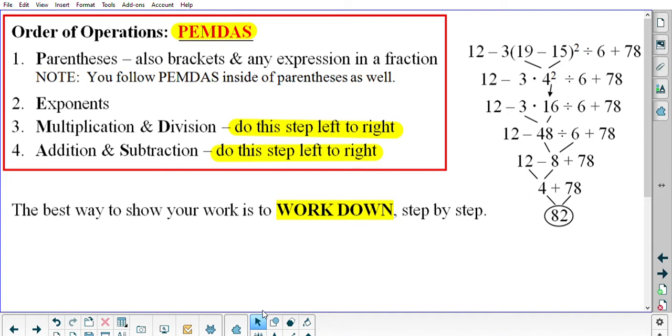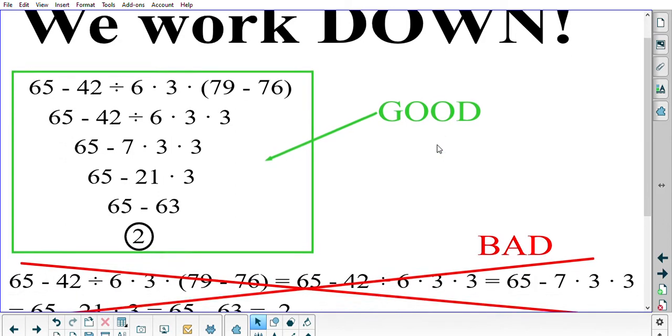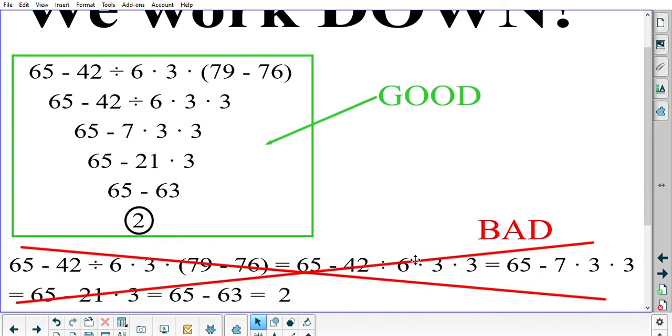The best way to show your work, and I have it highlighted here for you, is to work down, step by step. Let me try to make this crystal clear. Working down, good. Trying to work off to the side, bad. Yes, I'm trying to be a little humorous here, guys. Working down, good.